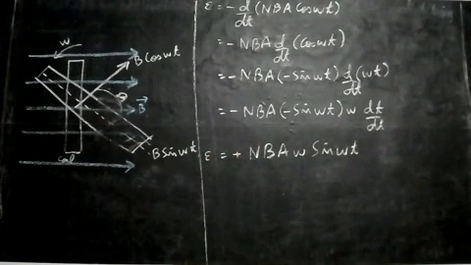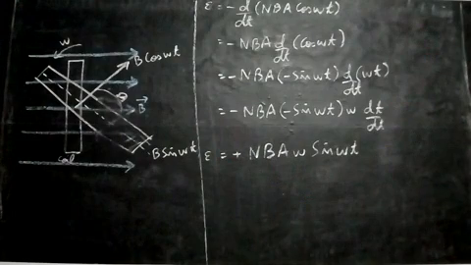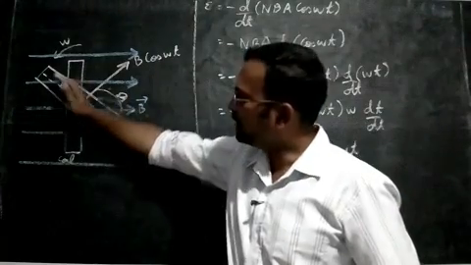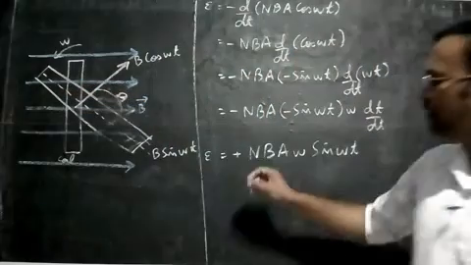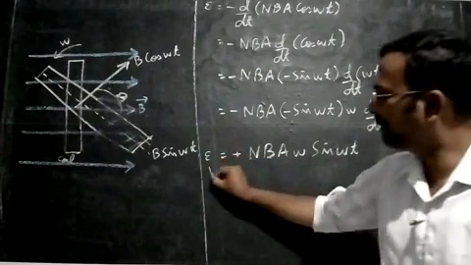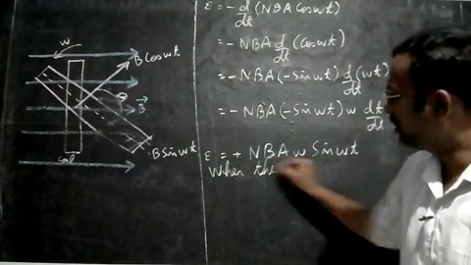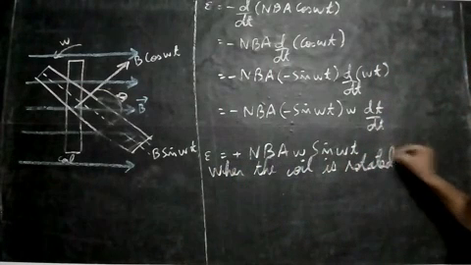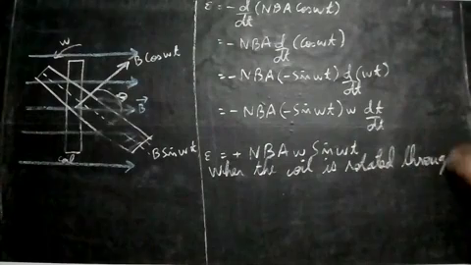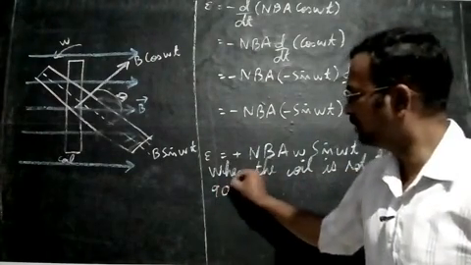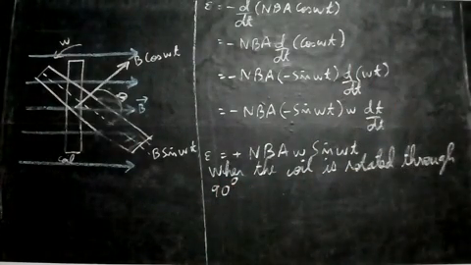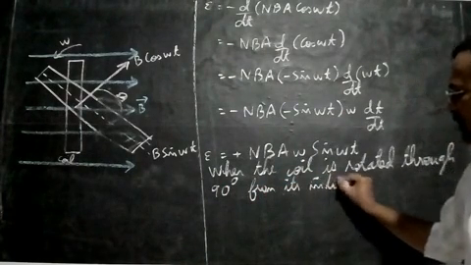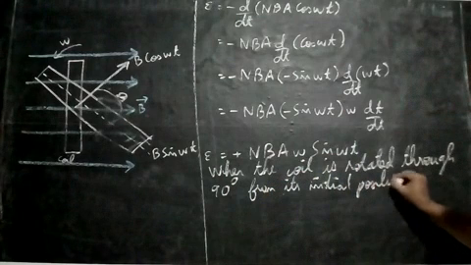But now let's see a condition here. When the coil is rotated through 90 degrees. If you rotate this coil, first it was like this way, now you rotate the coil 90 degrees, that means it will be like this way. So when the coil is rotated through 90 degrees from its initial position, what happens we'll see now. How the picture will look.